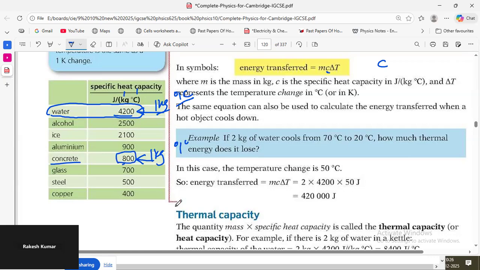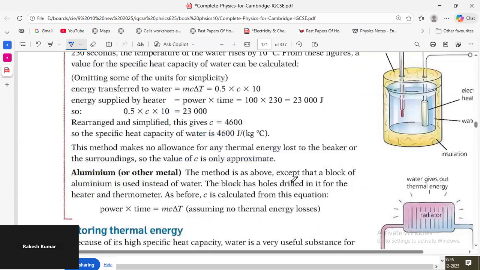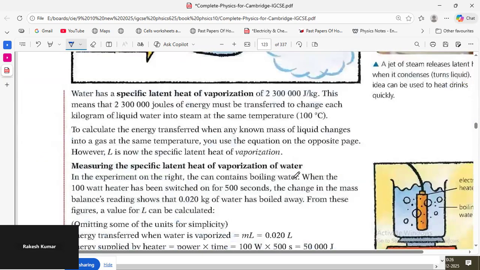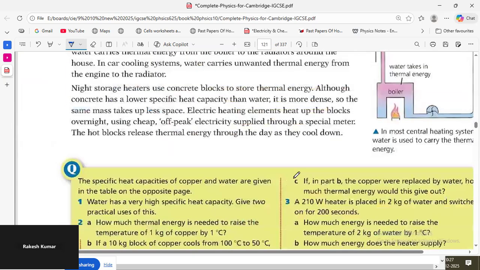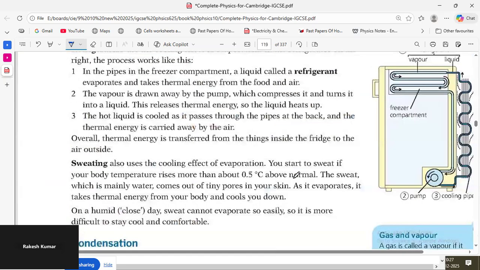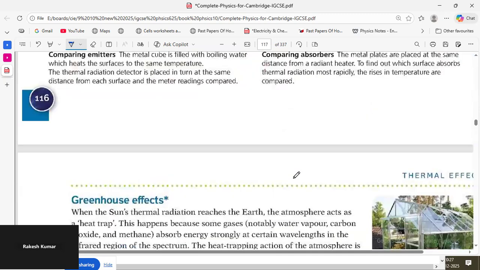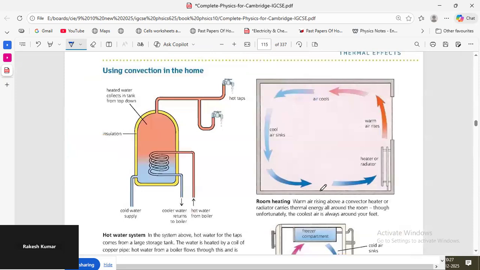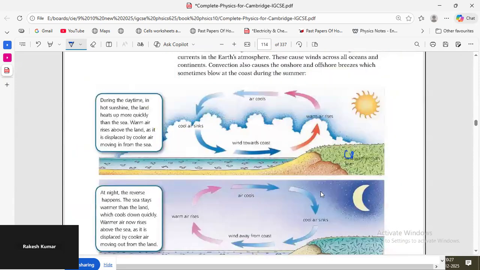So if you take these values for concrete and water, I'll show you a situation in real life: near beaches, near seas, what happens. The sun is shining, and there are two things right in front of the sun. Land is something like concrete, and you have water.